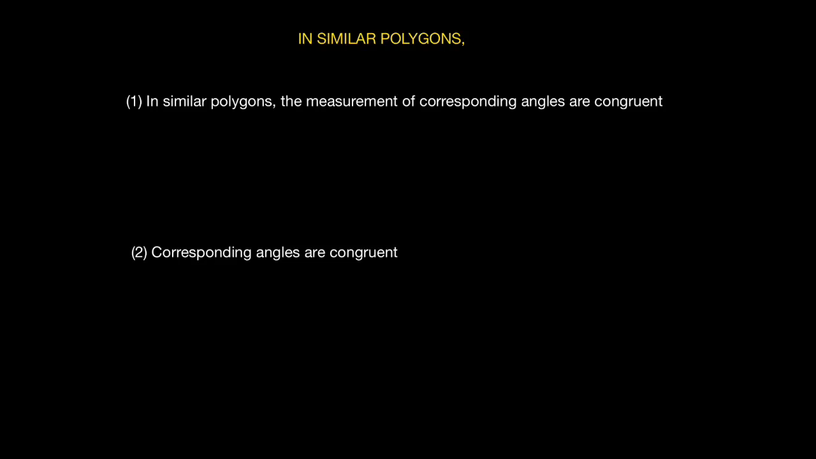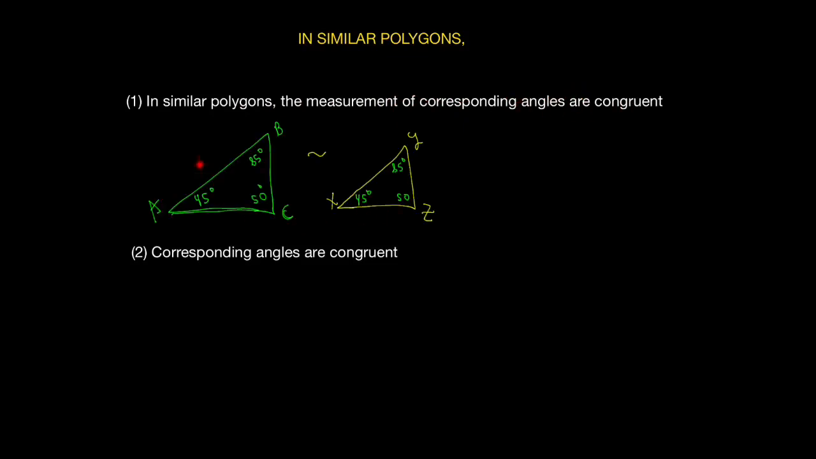Welcome back. So hopefully throughout this investigation, you noticed two things. The first one is that in similar polygons, the measurement of corresponding angles are congruent. Take these as an example. So here I'm telling you that these two triangles are similar. So when you have similar triangles, we know that the measurement of corresponding angles need to be congruent.